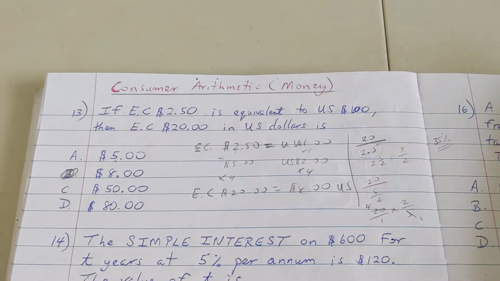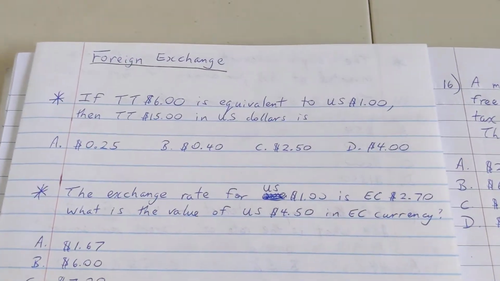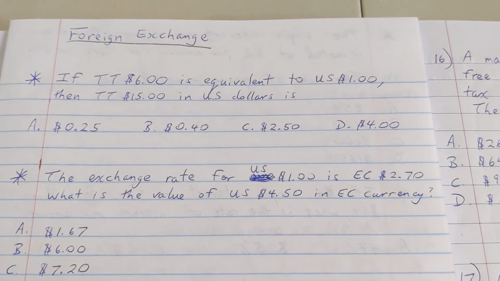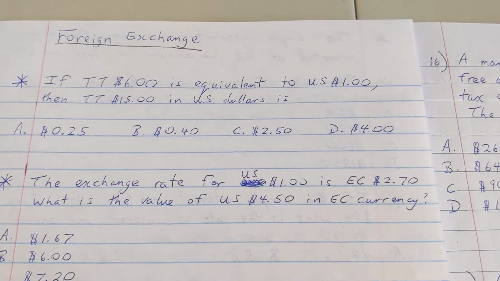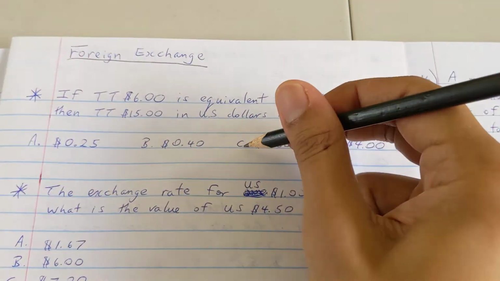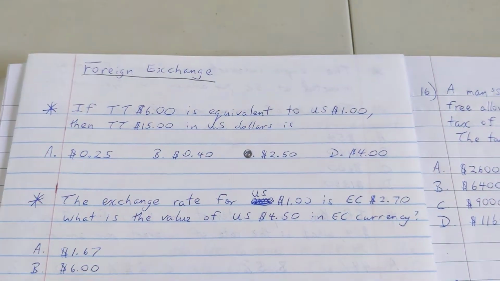So just to look at some others from different years, I tried to pull out as many as I could on this topic. This is a very popular one. $60 is $1 US, then TT $15. Very similar question, and the answer is going to be $2.50. You could try that one yourself though.